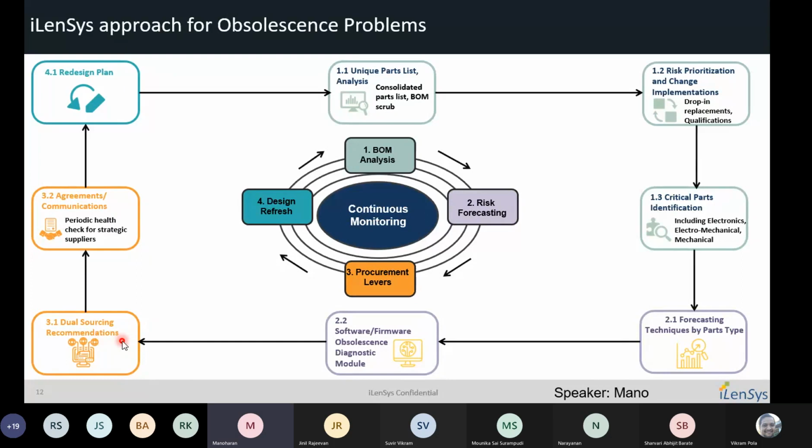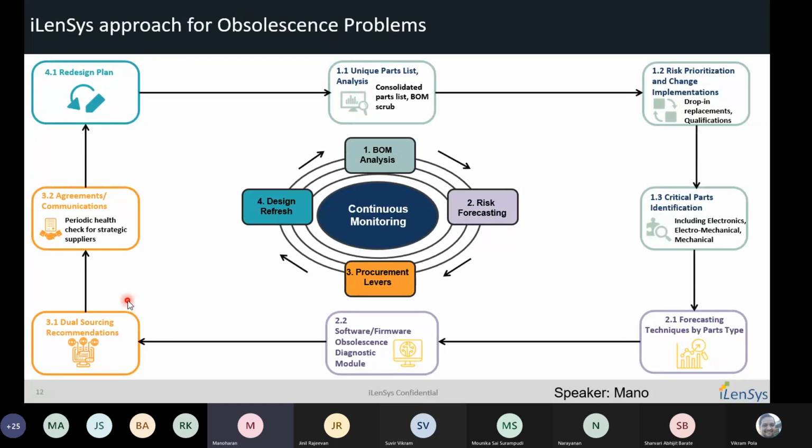In some scenarios, practically, it is a critical component, and at the same time you may end up having to manage with a single source, right? You may not have multiple sources available for that particular type of component. So in that scenario, we move on to the next step of looking at your critical components, and you have to live with the single source.